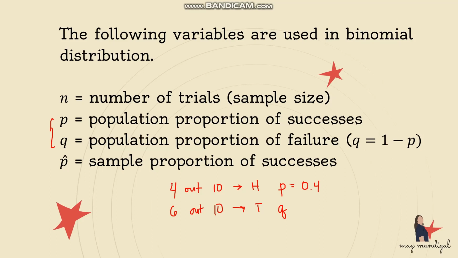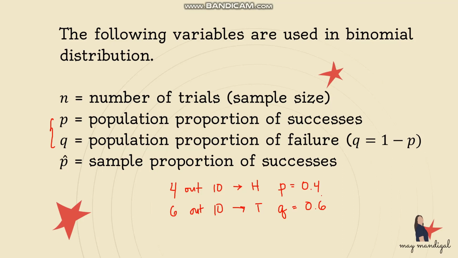So to get that, you will just subtract P from 1. So 1 minus 0.4, that will give us 0.6, because again, in total, the probabilities should be equal to 1. So these are our P and Q. Again, they represent the proportion of success and the proportion of failure.